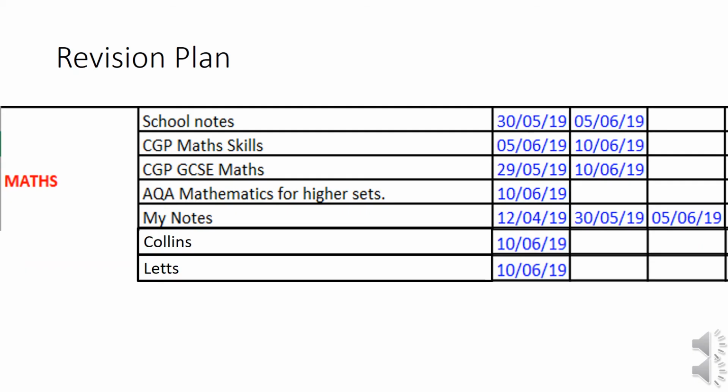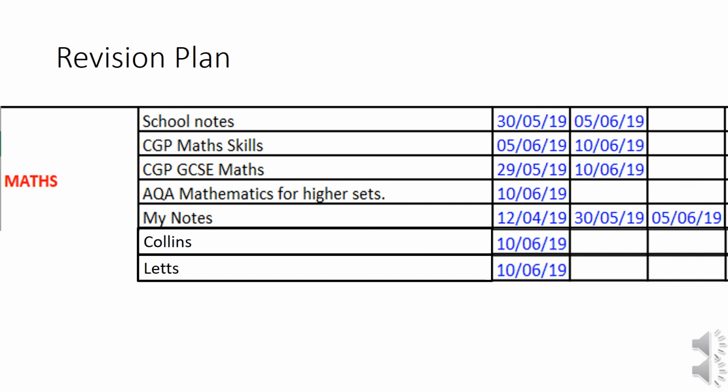Again, here is a table of my resources, which you can see on the left-hand side. And then on the right-hand side are additional columns in which I filled in the date when I completed the resource. So, for example, on the 10th of June, I went through the CGP Maths Skills book, the CGP GCSE Maths book, AQA Maths for Higher Sets, Collins, and Let's.